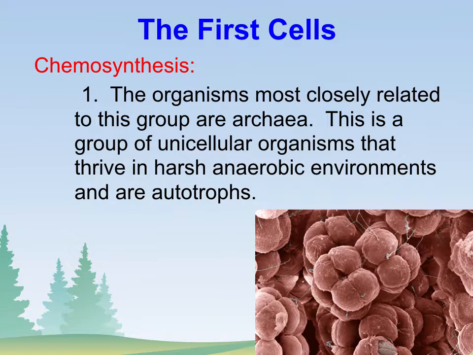The next thing with the first cells that your book goes over is chemosynthesis. What they found was that there was a group of organisms that they found in different fossils, and they thought that they were really closely related to a group that we know now as archaea. This is unicellular, and they live in very harsh environments, and they're also autotrophs, which means they make their own food.